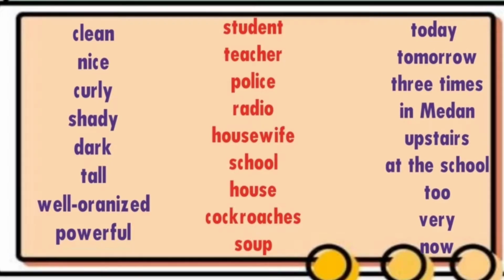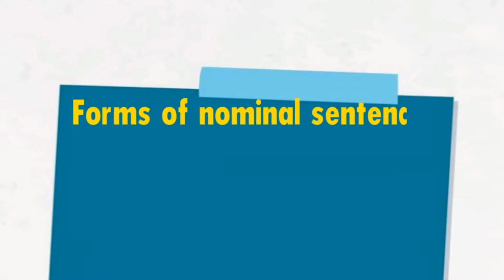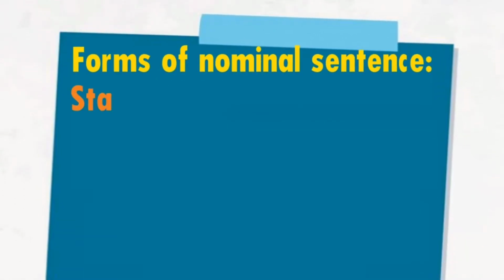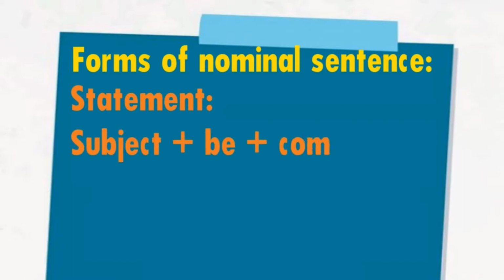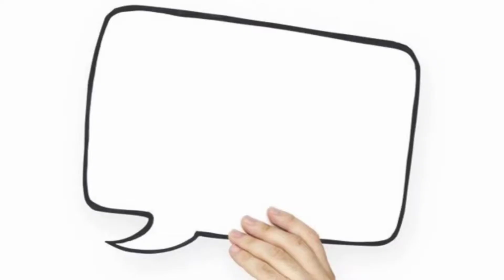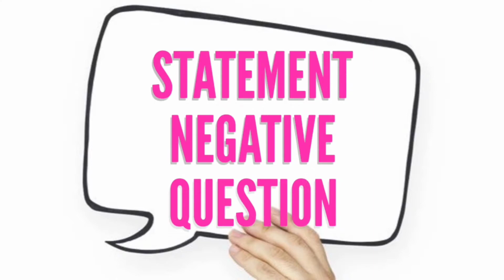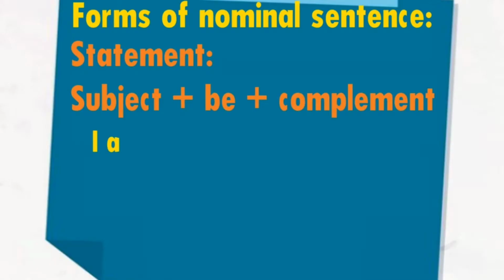There are three forms of nominal sentence. They are statement, negative, and question. Statement atau yang disebut dengan kalimat positif, negative ataupun kalimat negatif, and question or kalimat pertanyaan.